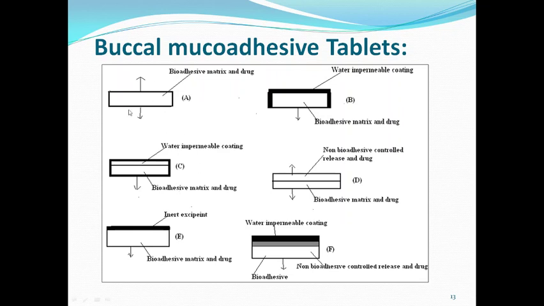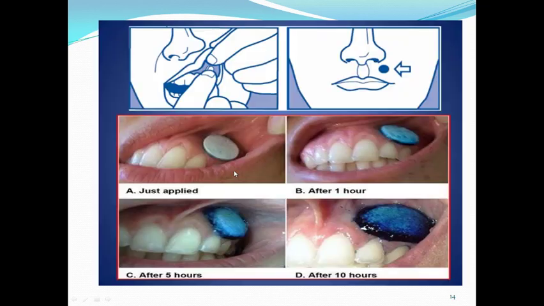This is a conventional bioadhesive matrix tablet. Here we can find only one side or unidirectional drug release will be observed, because at the back there is a water impermeable coating. Here again the coating is there, and the matrix tablet that you can observe here. So these are some types of buccal mucoadhesive tablets. Here we can find how the tablet can be placed.